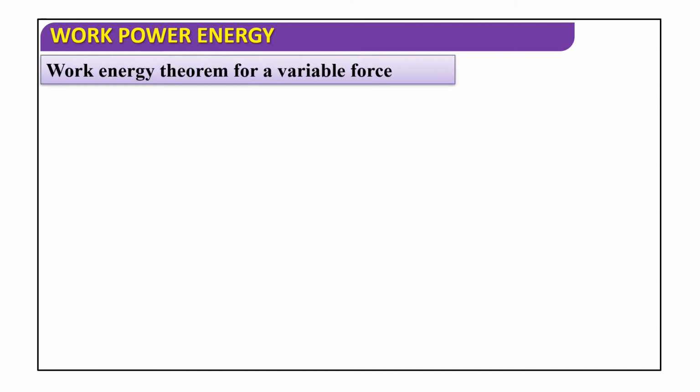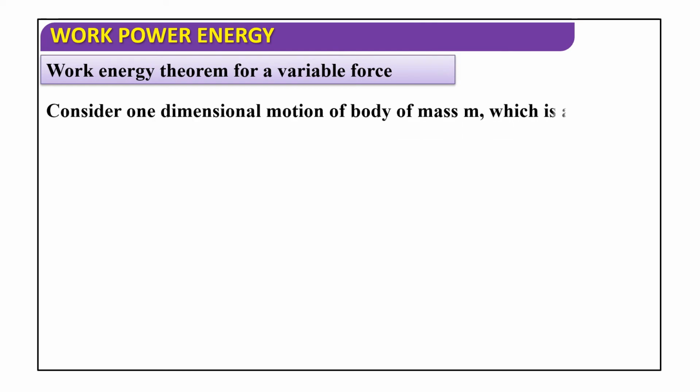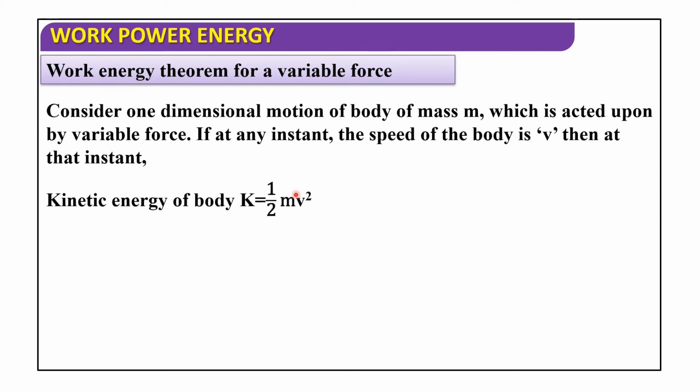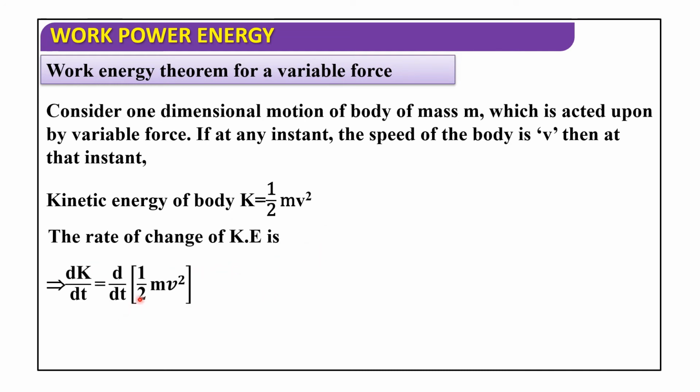Now, we will discuss the work energy theorem for a variable force. Consider one-dimensional motion of a body of mass m, which is acted upon by a variable force F. If at any instant the speed of the body is v, then at that instant the kinetic energy of the body K is equal to half mv square. The rate of change of kinetic energy, that is dK by dt, is equal to d by dt of half mv square, which equals m of dv by dt into v.